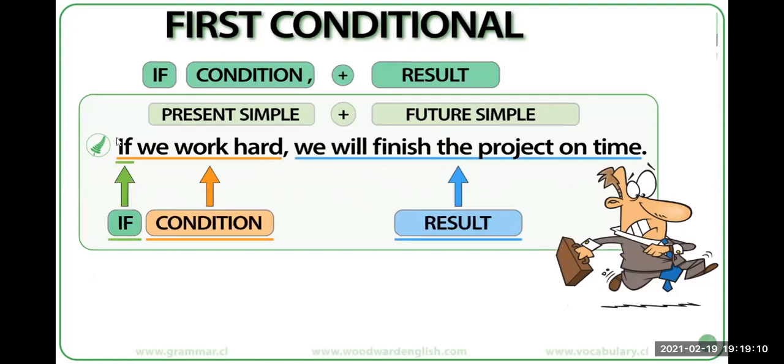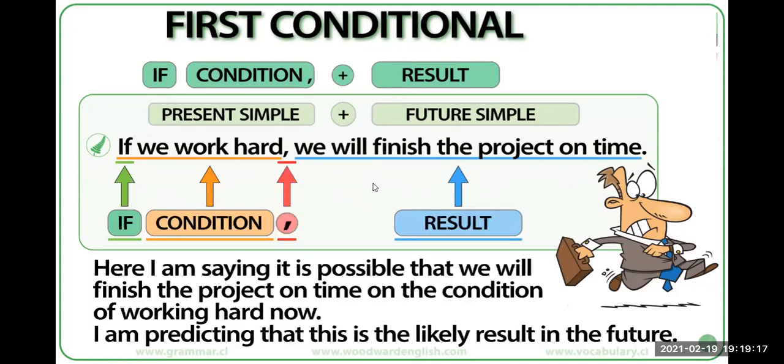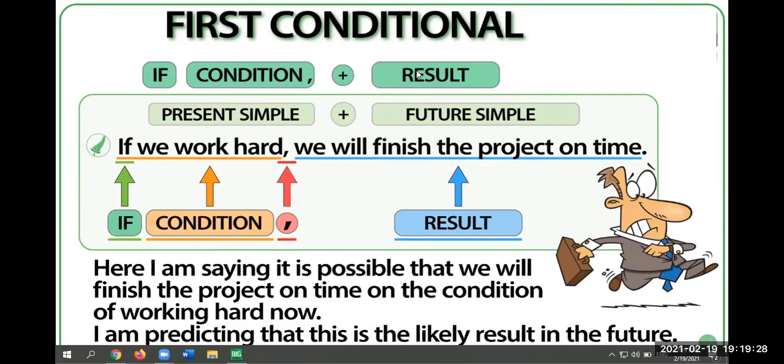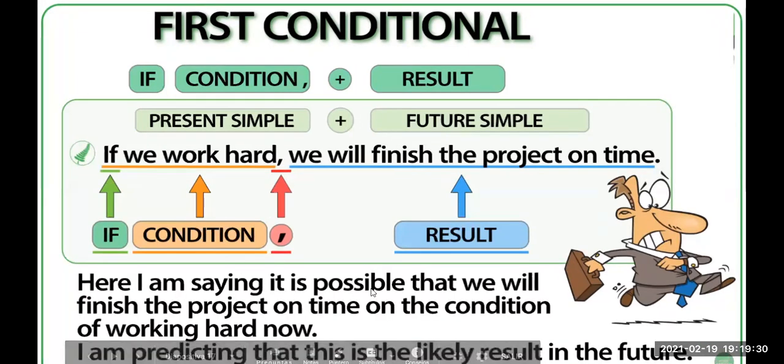We have the if clause, that is the condition, and we have the result here, okay? And remember that we need a comma to separate these two parts, okay? It says, here I am saying, it is possible that we will finish the project on time on the condition of working hard. Okay, I am predicting that this is a likely result in the future.